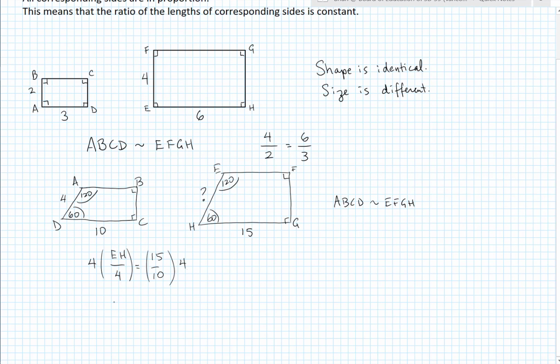And the 4's cancel out on the left, and we're just left with EH. On the right, we have 15 over 10, which can be reduced, or we can just go ahead and multiply 4 times 15, which is 60, 60 over 10, which gives us 6. So the length EH is 6, and that makes sense. Obviously, for the polygon on the right, everything has been increased by a factor of 3 over 2, or 1.5, and if you multiply that by 4, you get 6.